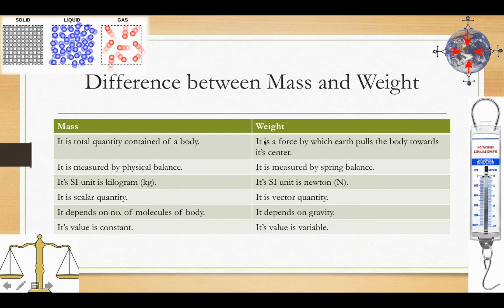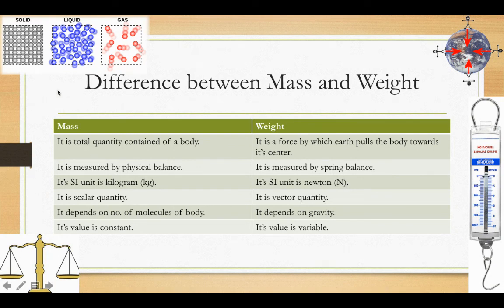Whereas weight is the force by which the earth pulls the body towards its center. Mass is measured by a physical balance, whereas weight is measured by a spring balance, because weight is a force, and we have discussed before that force is measured by a spring balance. The SI unit of mass is kilogram, whereas the SI unit of weight is Newton, because weight is force.